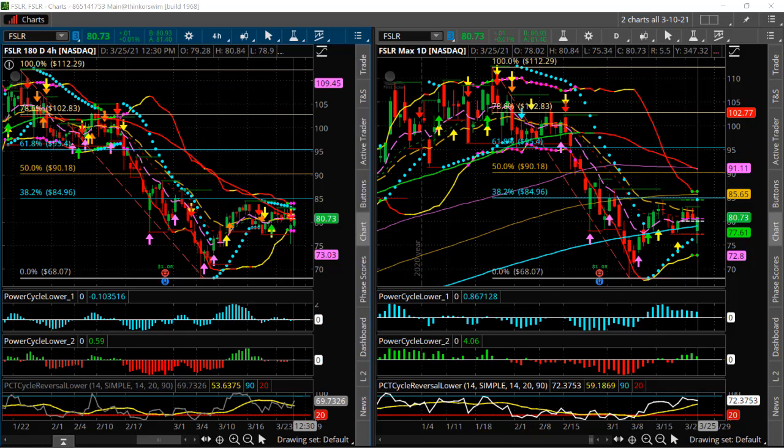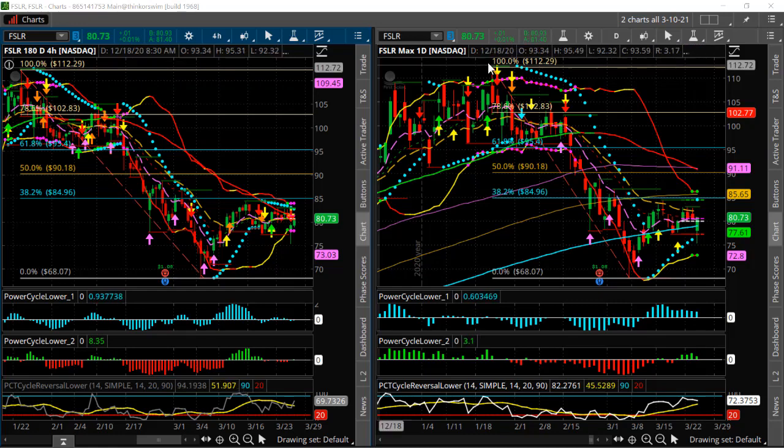As a trader, you're always on the lookout for a good trade that presents multiple trading edges. So here's one that's looking pretty interesting. This is FSLR, and it's had a really huge sell-off.